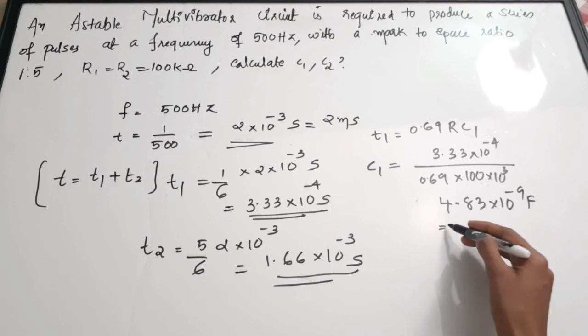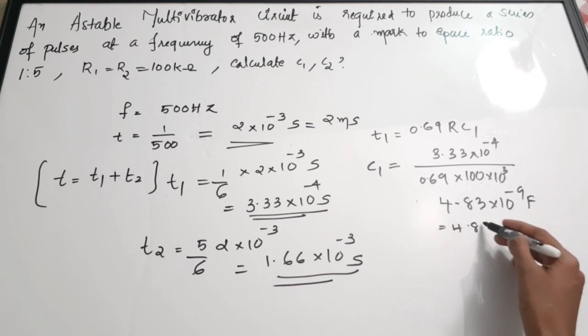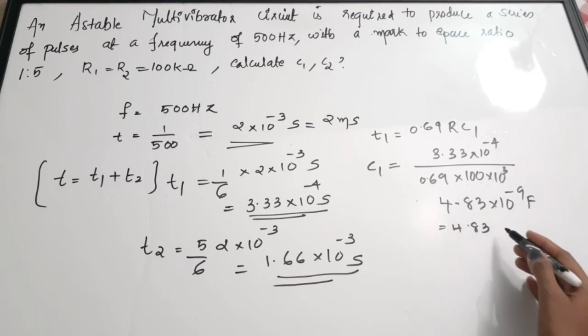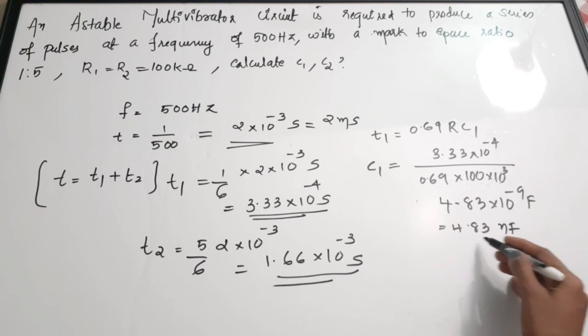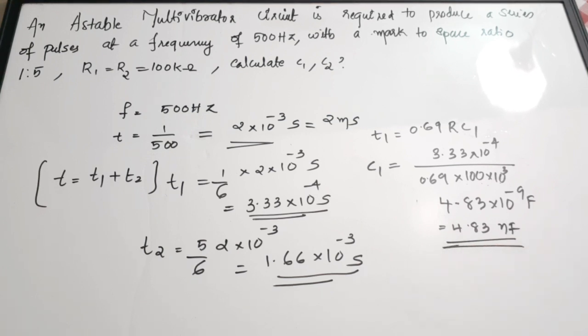You can write this as 4.83 into 10 raised to minus 9, which means it is nanofarads, right? So it is 4.83 nanofarads. We have obtained the value for C1 as 4.83 nanofarads.